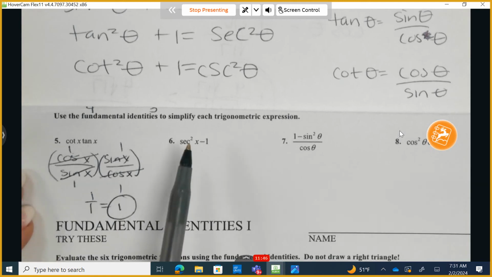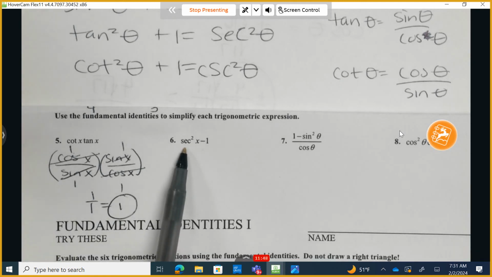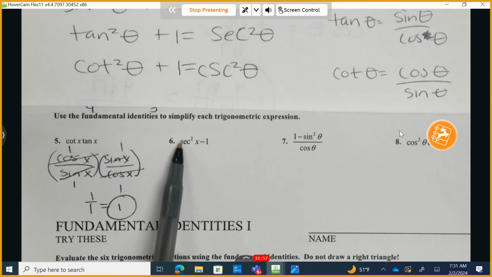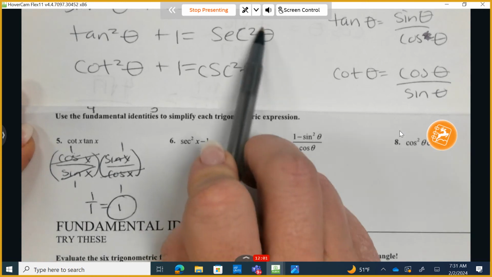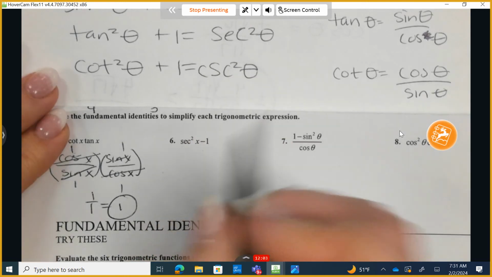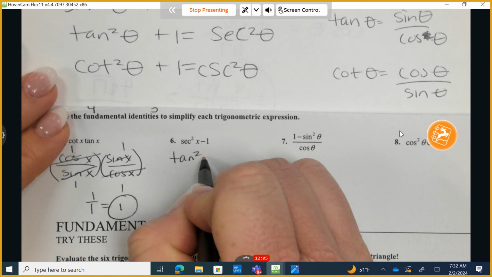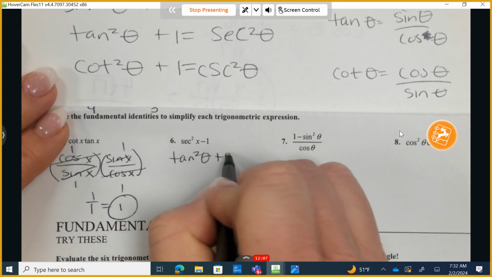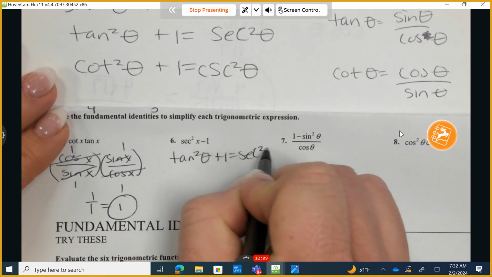Okay, so I recognize that when you're first starting to see this, you see secant, and what you're accustomed to seeing is that secant is the reciprocal of cosine. So it may be really easy to want to write this as 1 over cosine squared, but if we look up here, does everybody see secant squared right here? So we need to show our work with this. So I have tangent squared theta plus 1 equals secant squared theta.